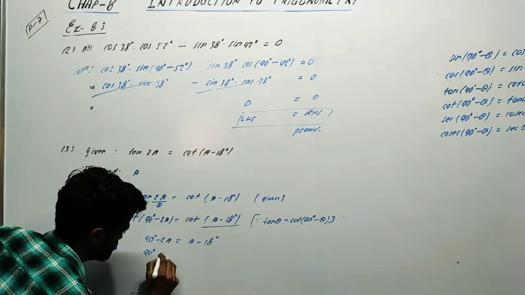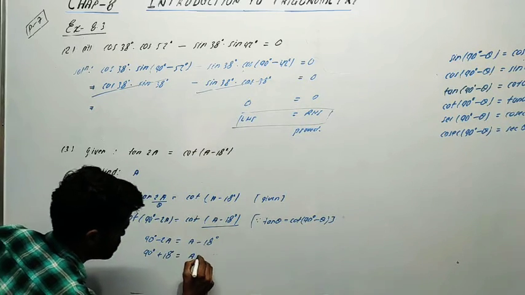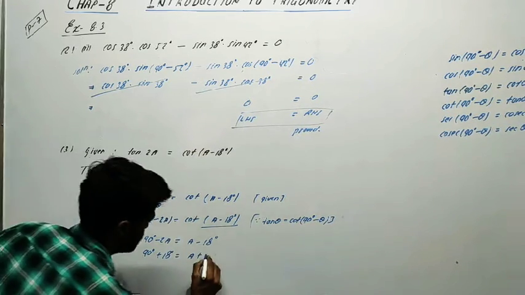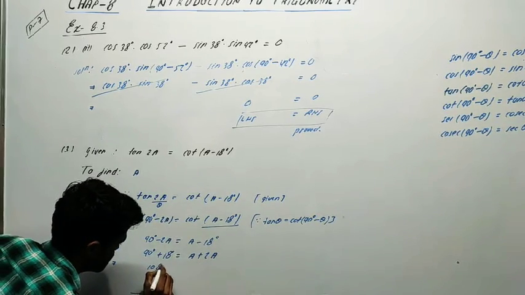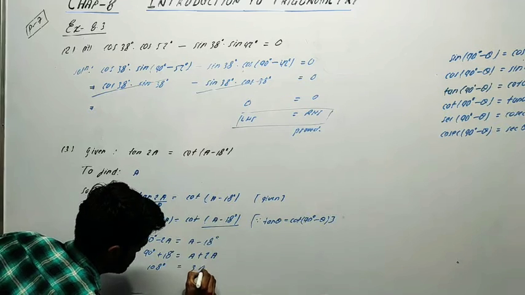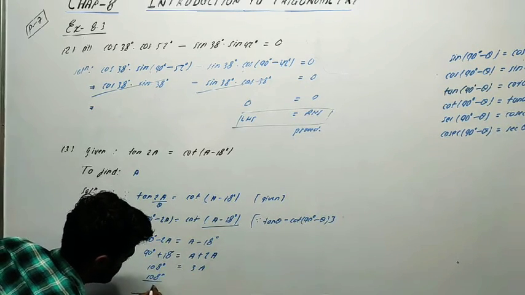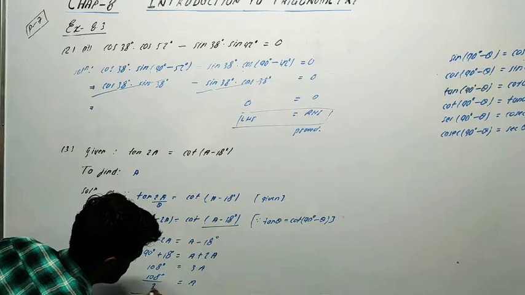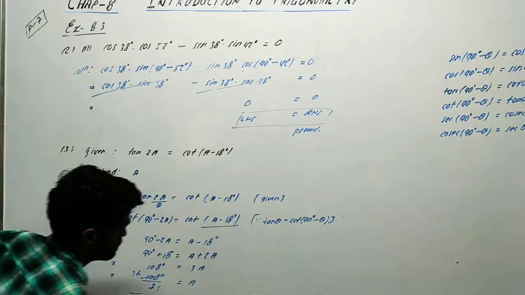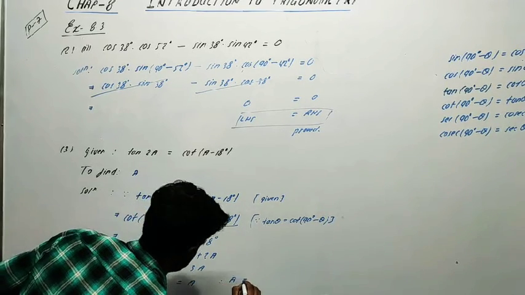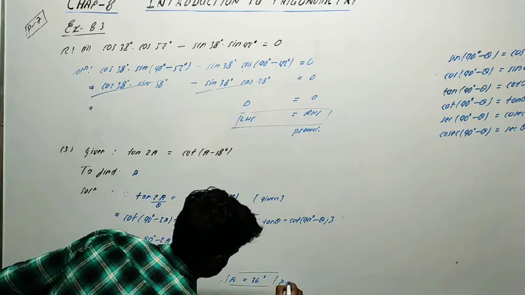90 degree minus 18 plus 18 is equals to a minus 2a, RHS में शिफ्ट होकर ये होगी प्लस 2a. The sum is 108 degree is equals to 3a. Therefore 108 degree, 3 will divide here, that is the value of a. 3 1s are 3, 3 3s are 9, and 3 6s are 18. Therefore a is equals to 36 degree. Answer.